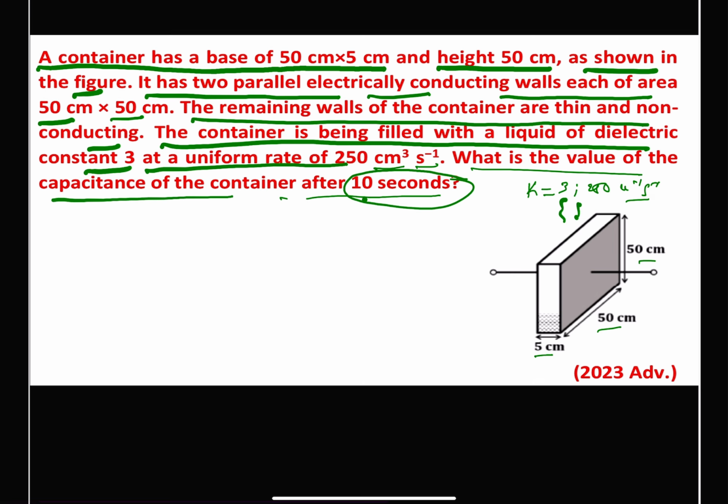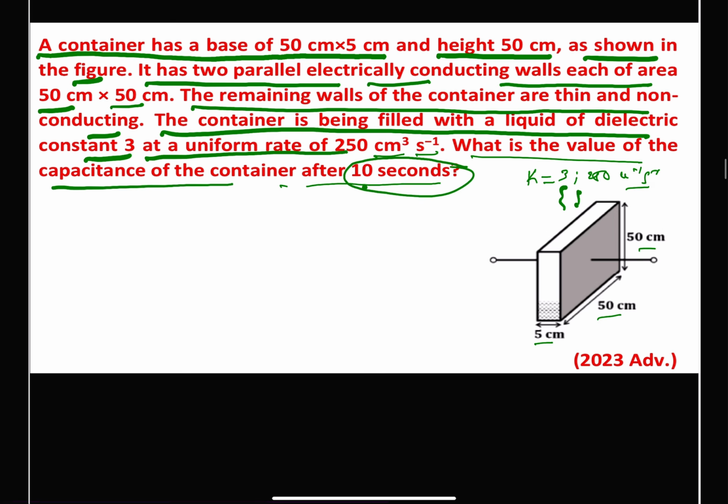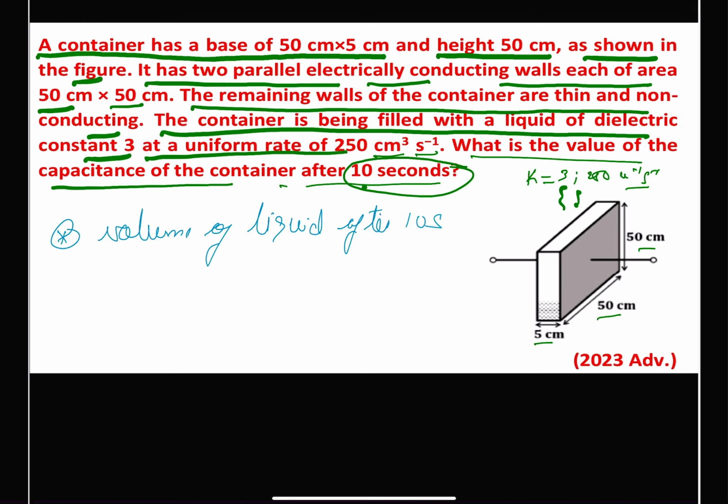So we can just use basic mathematics, and we can say volume of the liquid after 10 seconds will be equal to the volume rate, which is given as 250, multiplied by 10, which gives us 2500 centimeter cube.